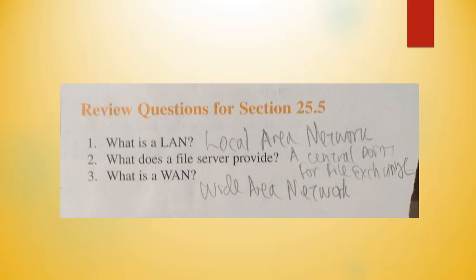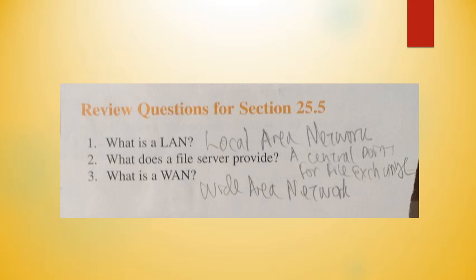Review questions for section 25.5. What is a LAN? That is a local area network. What does a file server provide? That is the central point or location for file exchange for a network. And finally, what is a WAN? It is the wide area network.